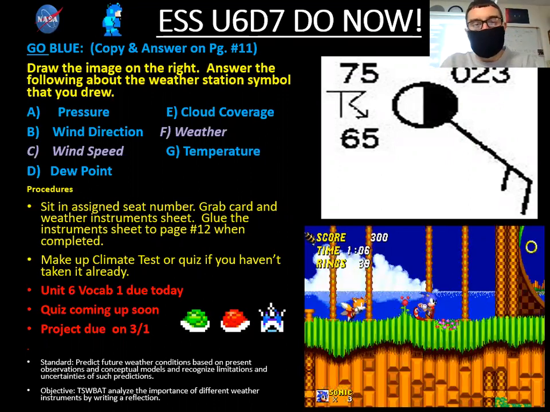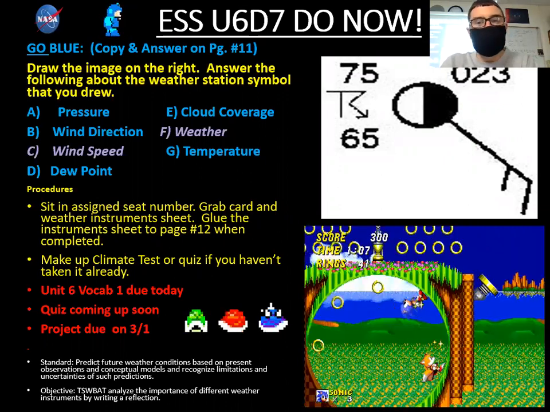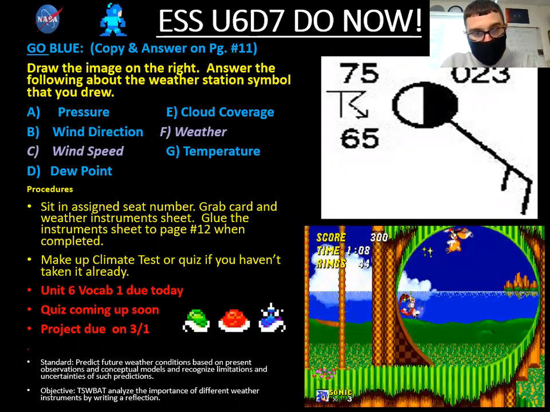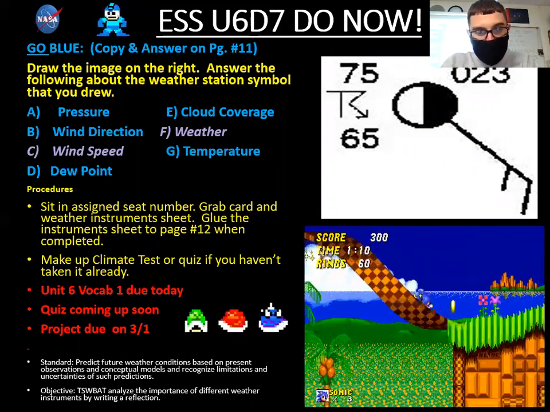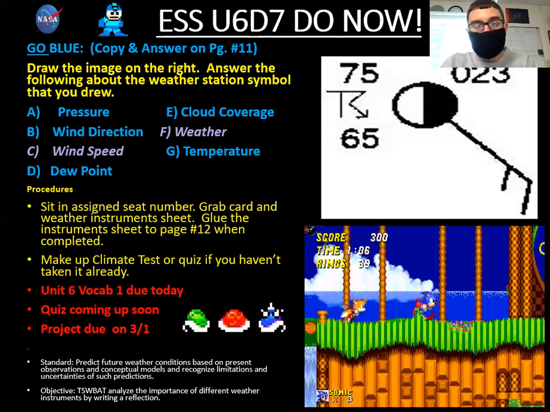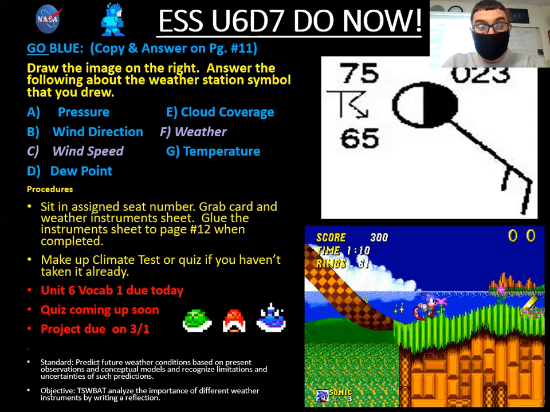We did this, I think, a couple days ago before we went to the media center. So I think we did this on Tuesday, if I'm not mistaken, right? So go ahead, use that to your advantage to answer these different components of that weather symbol. Again, you should copy the symbol on the right, in the picture on the top right, and then the A through G on the left side, page 11.